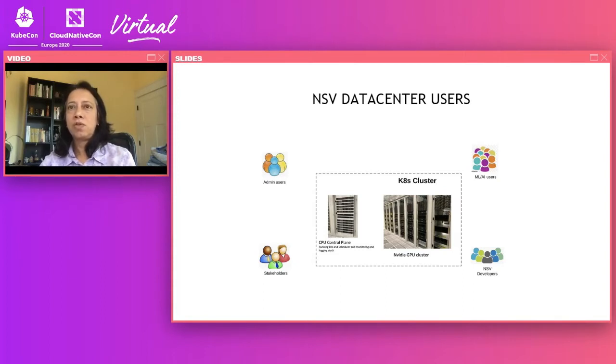We have the stakeholders. These are the product managers, architects, and other org leaders who would like to get an overall occupancy and yield of the system for capacity planning purposes. Then we have the NSV developers. These are developers like me who worked on the scheduler and the observability stack. These users would like to be able to get a view into the health and resource usage of the components and be able to root cause issues.